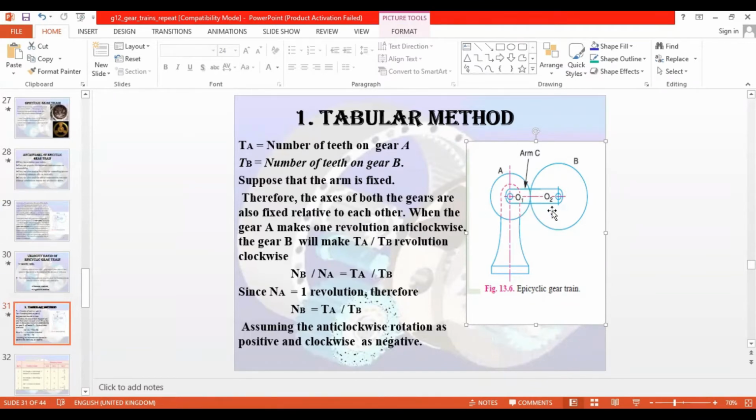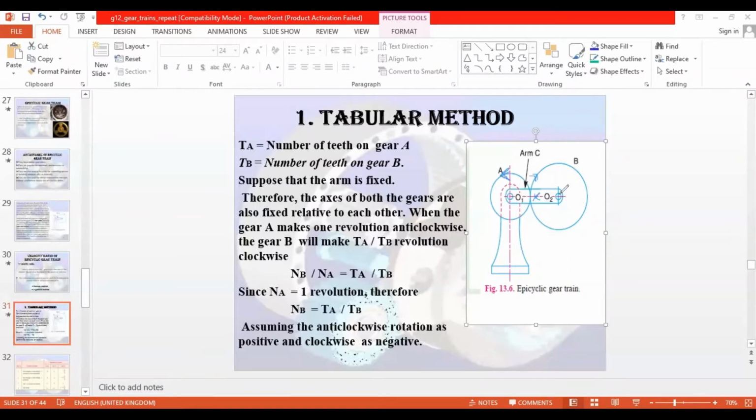Suppose that the arm is fixed. So here we will assume the arm C is fixed, so the arm can't move now. Therefore, the axes of both the gears are also fixed relative to each other. If the arm can't move, A and B need to rotate only on their own axes. If A is rotating this way, B needs to rotate this way, and vice versa. So this is more like a simple gear train since the arm is not rotating.